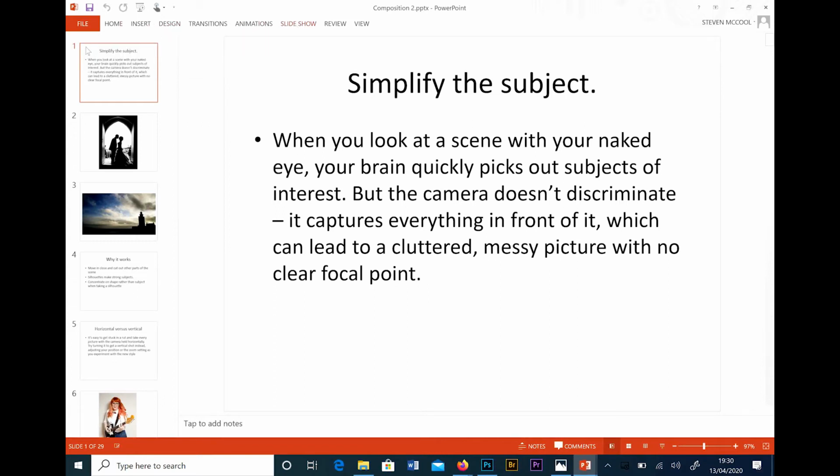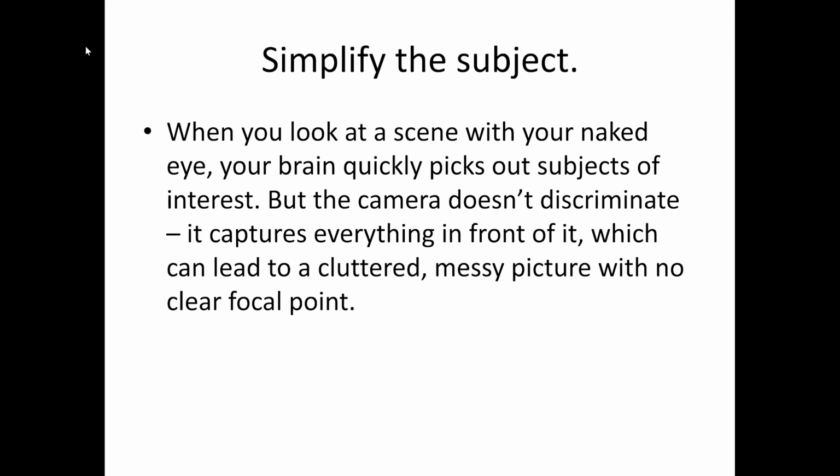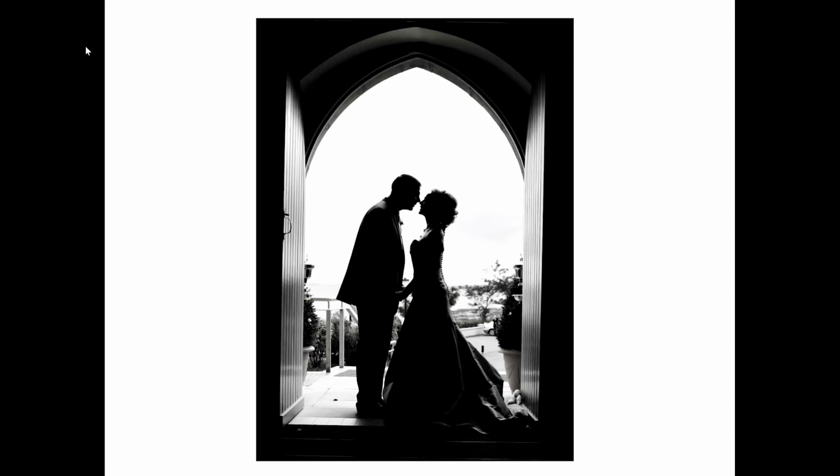So, simplify the subject. When you look at a scene with your naked eye, your brain quickly picks out subjects of interest, but the camera doesn't discriminate. It captures everything in front of it, which can lead to a cluttered, messy picture with no clear focal point. So a way of simplifying the subject is to take a silhouette like this one.